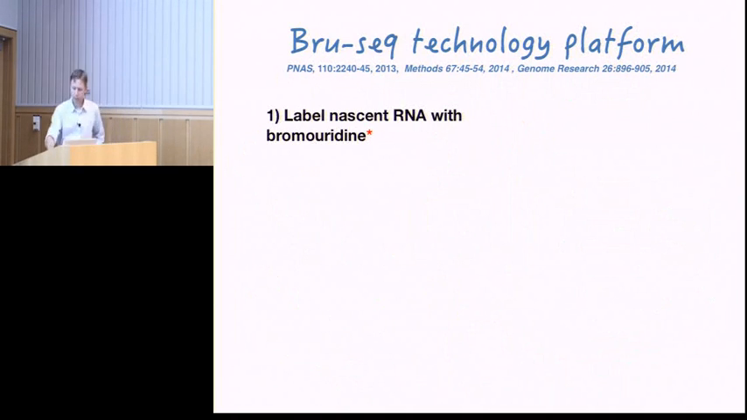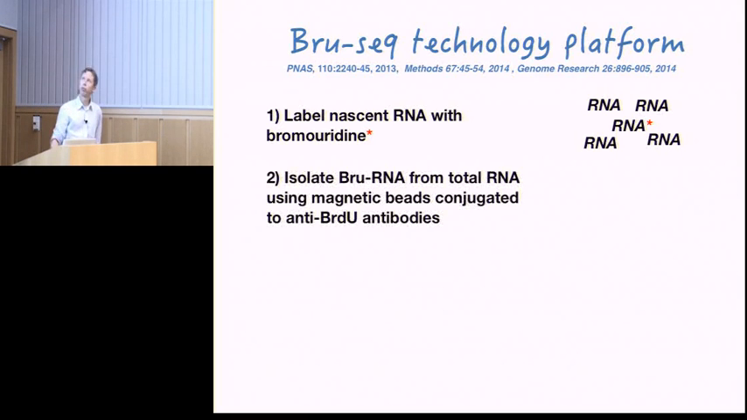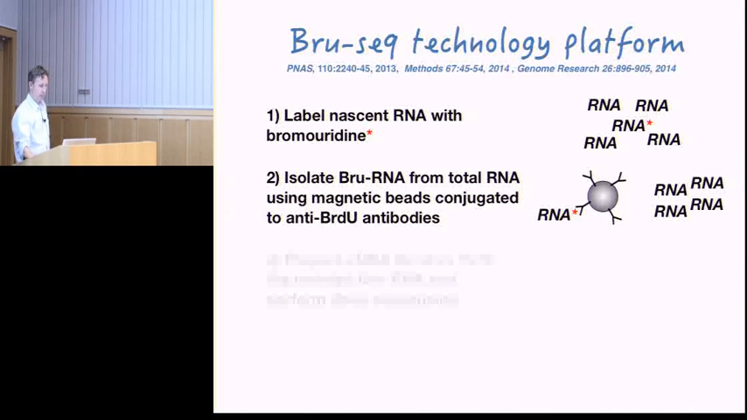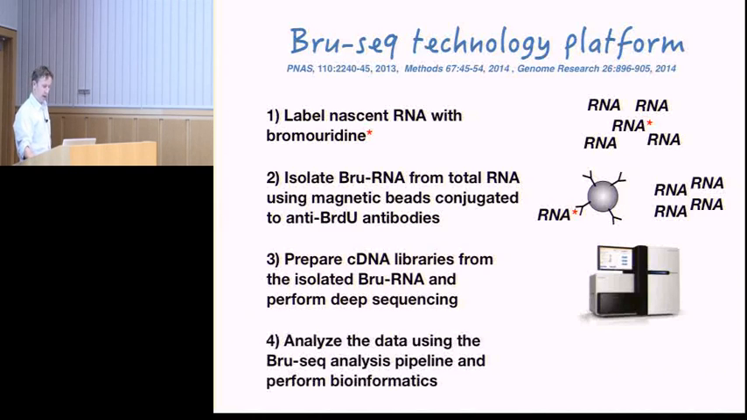The first step for all of these techniques is to label the newly made RNA. Bromouridine enters cells and gets incorporated into the newly made RNA. The next step is to isolate total RNA from your sample and fish out the BRU-labeled RNA specifically using antibodies and magnetic beads. We capture this newly made RNA that was labeled, we get rid of all the other RNA, and then we prepare libraries, and then we go over to Bob and he sequences for us, and then we get a lot of data back and we analyze that.